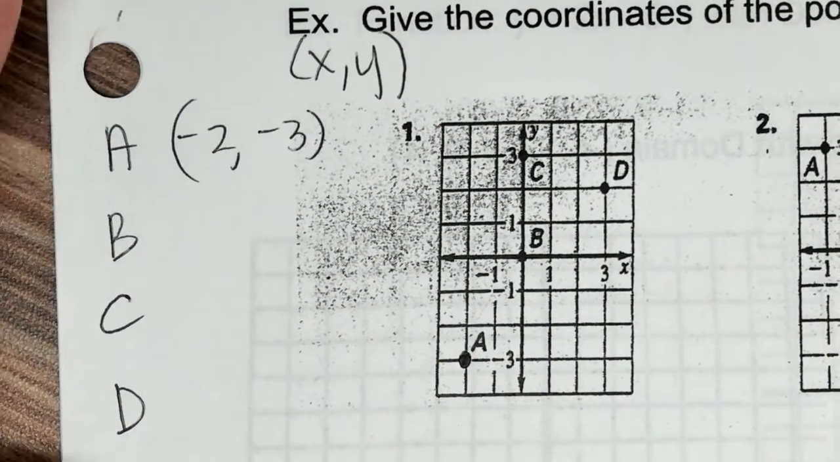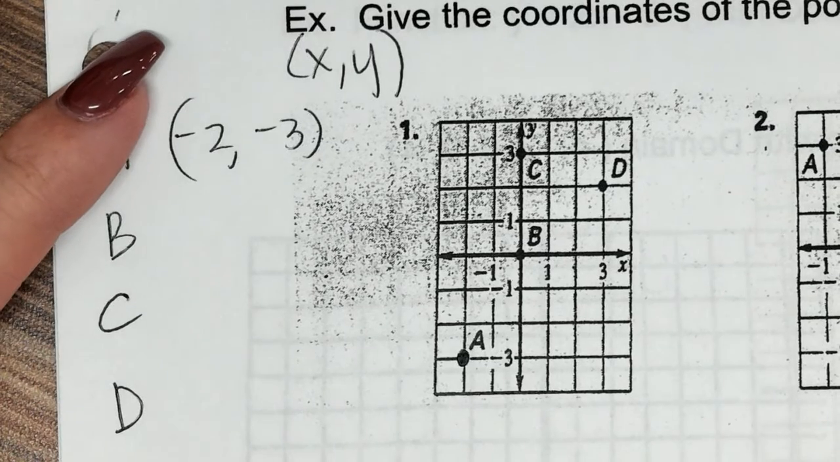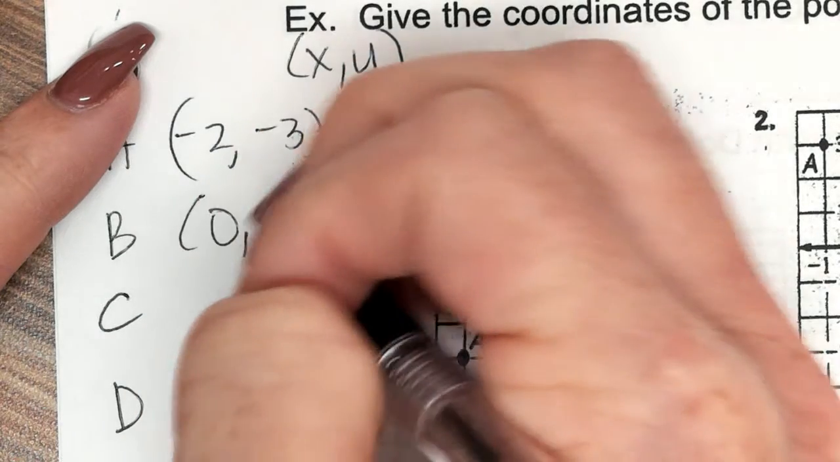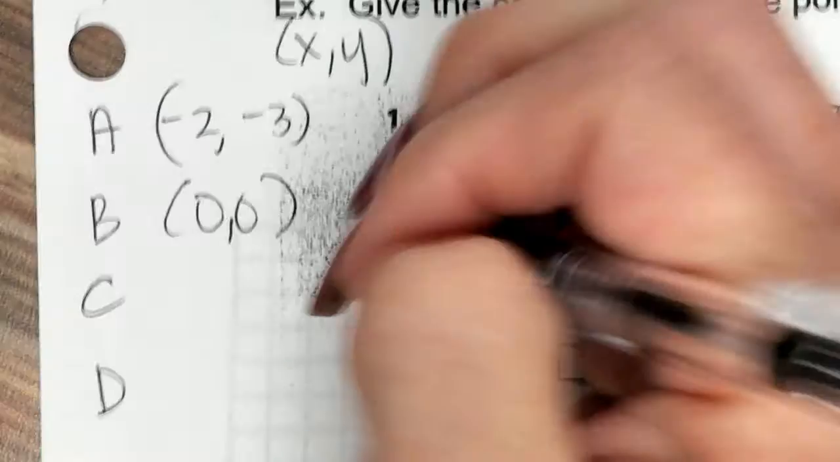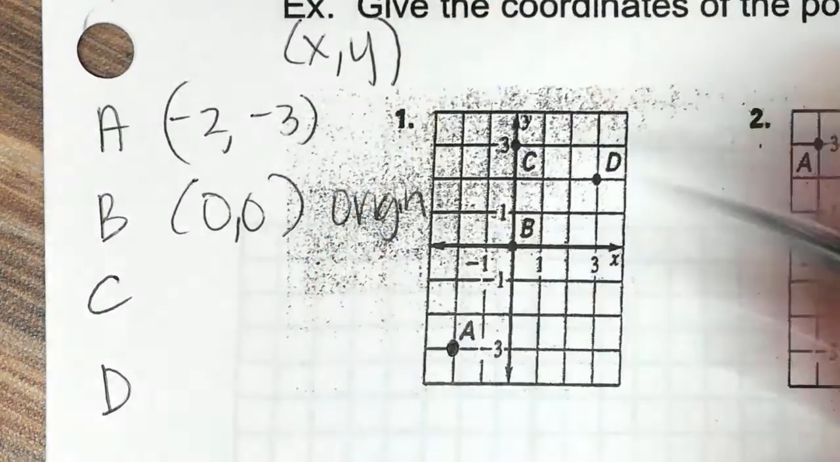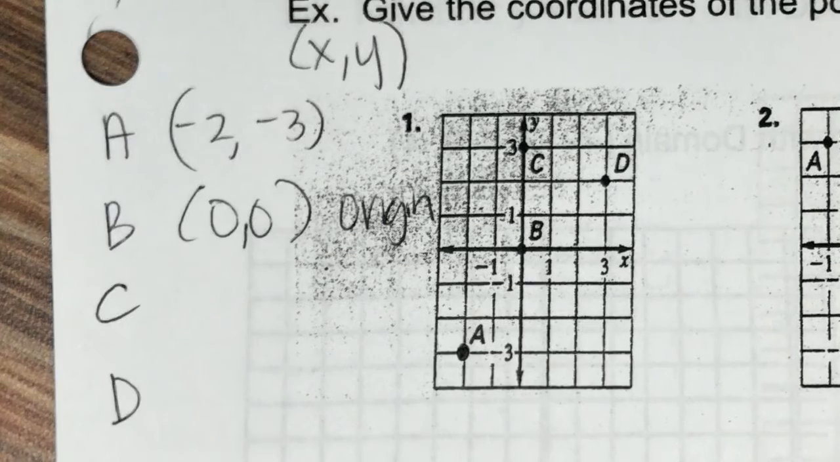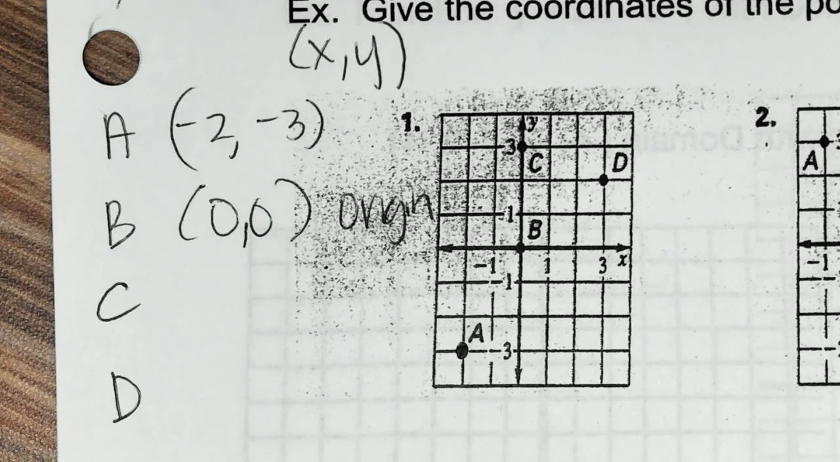What is the coordinate for B? 0. What is that called? 0, 0. The origin. If you want to write that, it's the origin. You'll hear me say that. Go to the origin. All right. A lot of people get the coordinates mixed up when they fall on the x or y axis.